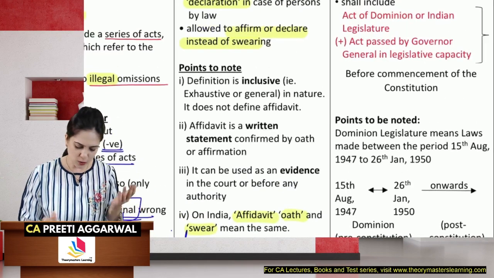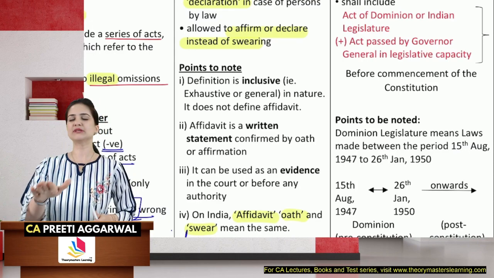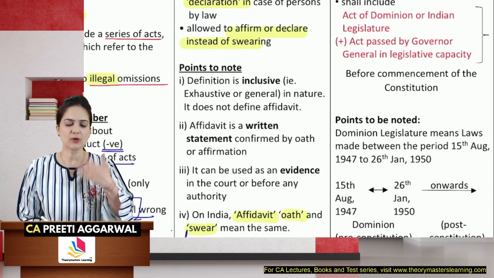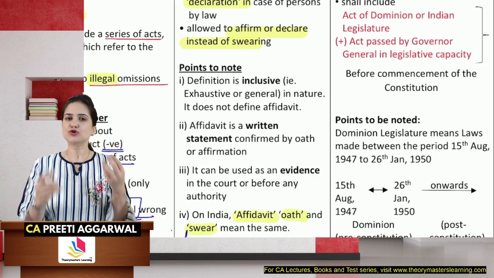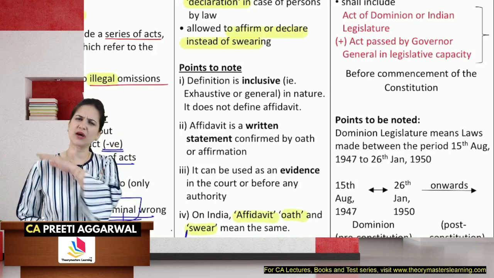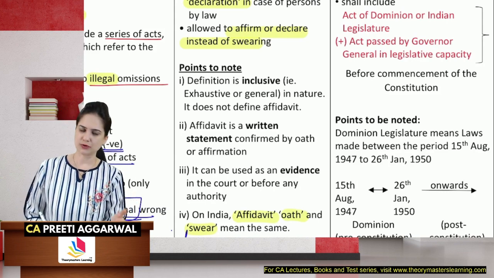Now, what is the meaning of an oath? Okay, oath means like in school, we would take an oath that I promise I will do this. So an oath is something which you're declaring, you're promising to do. So swearing, oath, affidavit, they all actually mean the same. So persons who can swear, they can also prepare an affidavit.